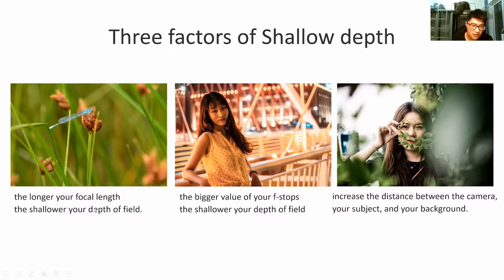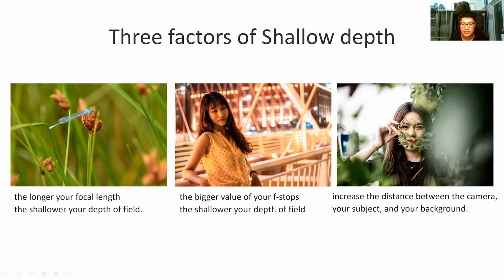The longer your focal length, the shallower your depth of field. So if you use very, very long lenses, with a very long focal length, you will get a very beautiful depth of field. I can't get close to this dragonfly because when I get close to it, it will fly away. So when I took this picture, I used a really long focal length, maybe almost 200 millimeters. You don't need to get close to it, and you will get a shallower depth of field.